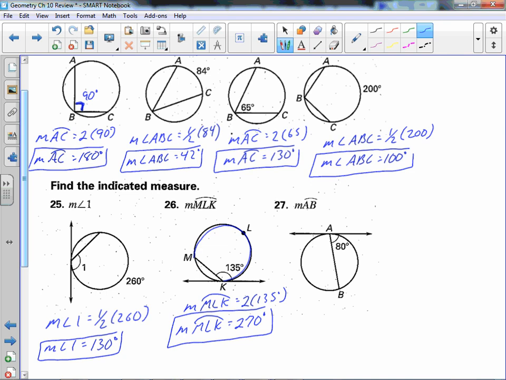And then 27, the measure of arc AB. So they gave us the angle, we're finding the arc. The measure of arc AB should be 2 times the angle, 80, 160 degrees.